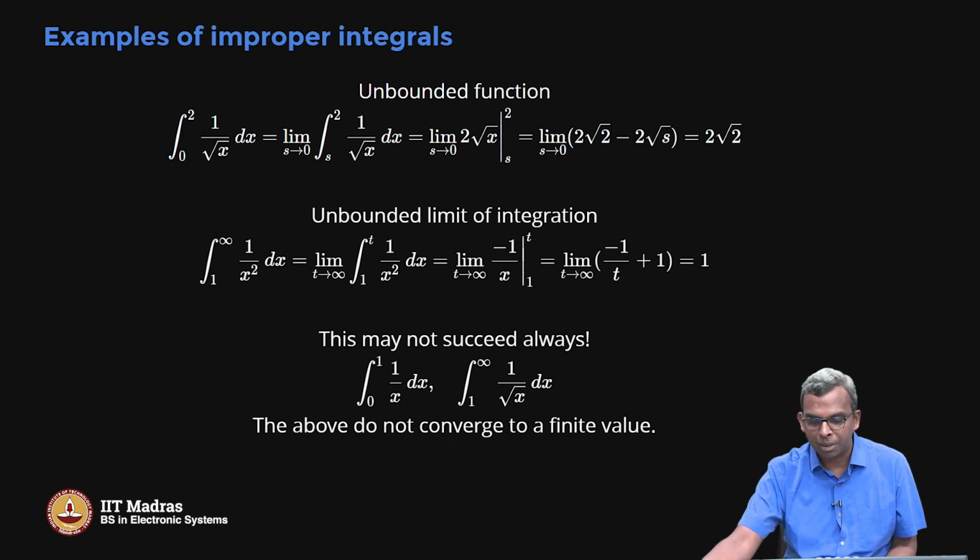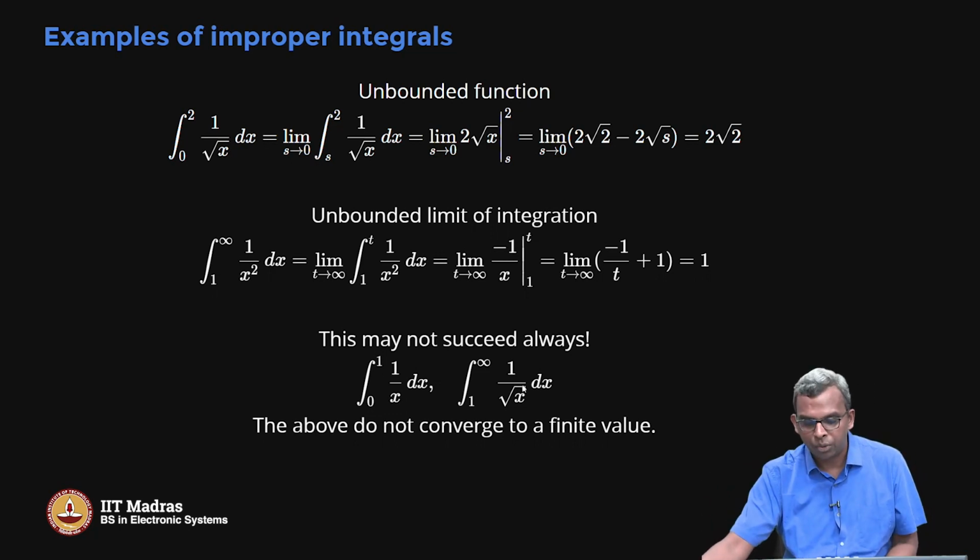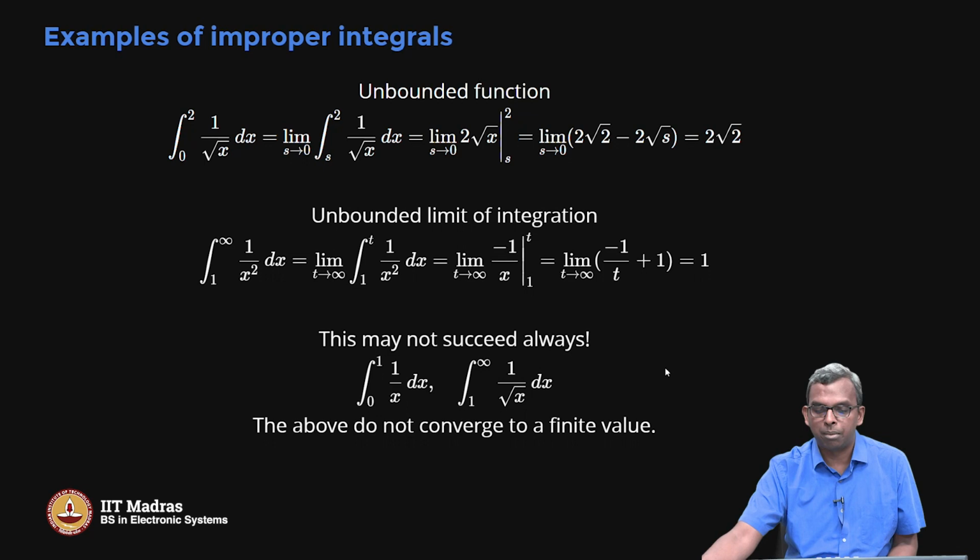Another example is integral 1 to infinity of 1 by root x. 1 by root x is not falling as fast as 1 by x squared. So if you take the antiderivative, you will get 2 root x, and if you put infinity, it goes up to infinity. So these things can blow up, and you may not get convergence, but in many cases it will work, and in the pi case also it works.